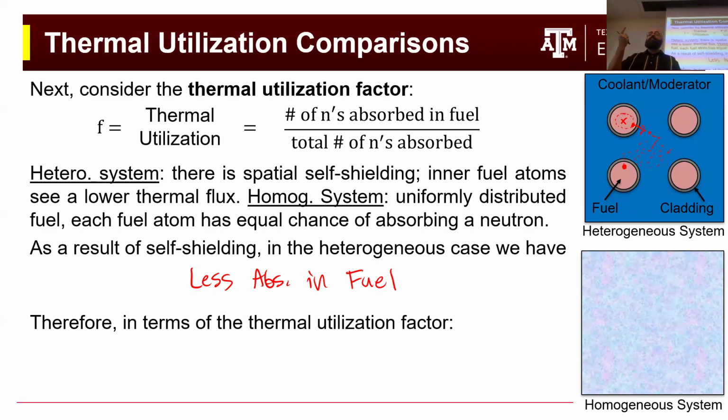So if the heterogeneous system has less absorption, that means that the thermal utilization in the heterogeneous system is going to be less. So the thermal utilization for a homogeneous system is going to be bigger than the thermal utilization for a heterogeneous system. Hopefully that makes sense if you think about the fact that some of the fuel here is just not really going to see any neutrons because of self-shielding.